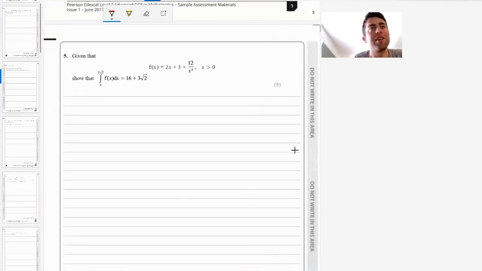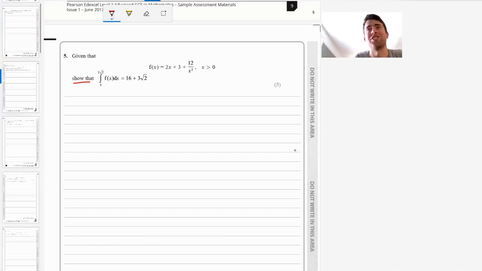Question 5. We have a function and we're saying, show that the integral of that function between 1 and 2 root 2 is that. This is a fairly standard integration question. They're just saying, integrate this.